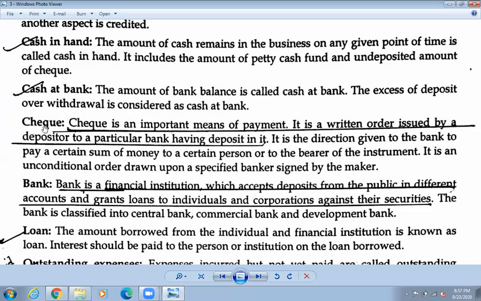Somebody may be learning this as cheku. Okay, this is not cheku, this is check. CHEQUE, check. You may have heard about check. Check is a kind of paper.